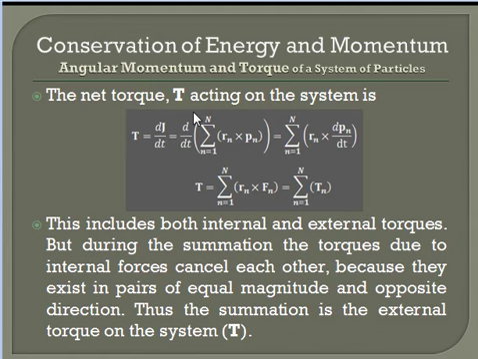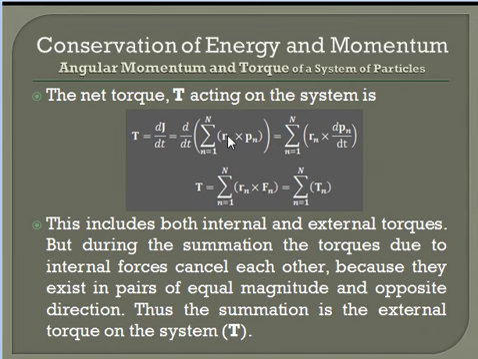Now the net torque acting on the system will be equal to the rate of change of total angular momentum of the system, that is T is equal to dJ by dt. That will be equal to d by dt of summation n from 1 to N Rn cross Pn. Here it is a product of two vectors and we have to take the derivative. So we have to use the product rule, that is dRn by dt cross Pn plus Rn cross dPn by dt.